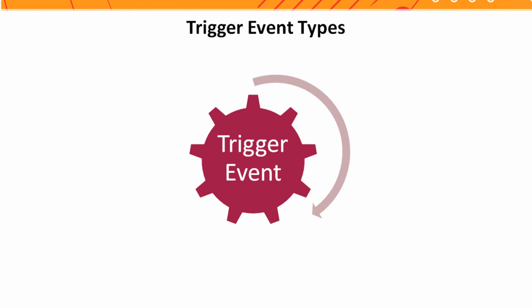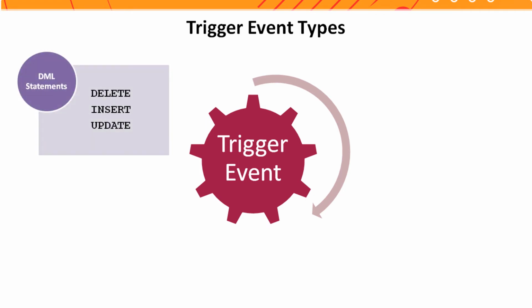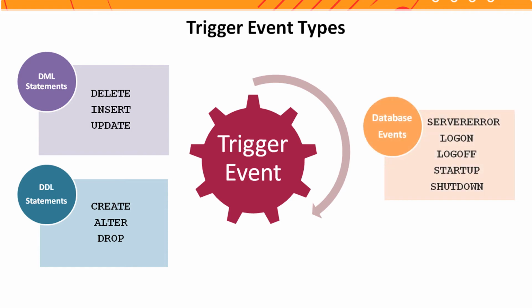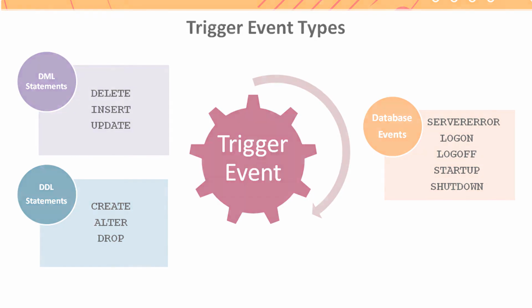A triggering event can be a simple delete, insert, or update statement on a specific table or view, a create, alter, or drop statement on any schema object, any database event such as database startup or shutdown, a specific server error, or a user logon or logoff.